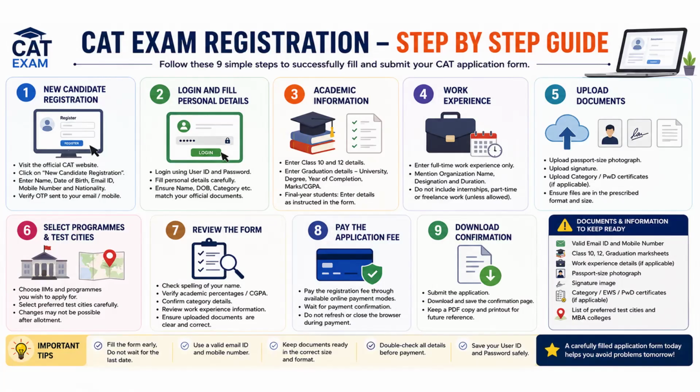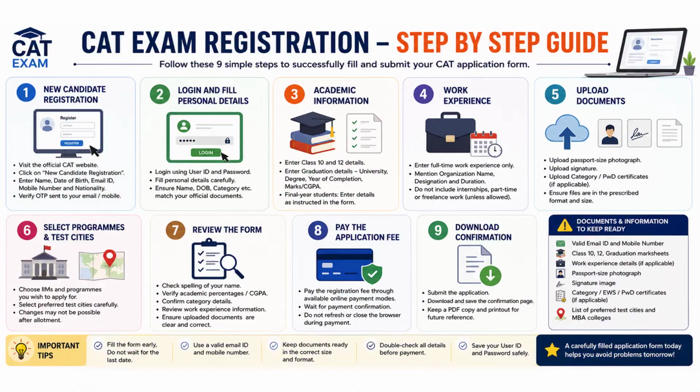To avoid any problems, you can select program and test cities. You can select an IIM-specific program if you want to apply for it, and the cities which you would like to apply for, right? You can review the form. You can check all the details are correct, pay the application fees, and download confirmation that you are registered for the system. So these are the easy 9 steps, and I believe each and every student will be able to follow this.